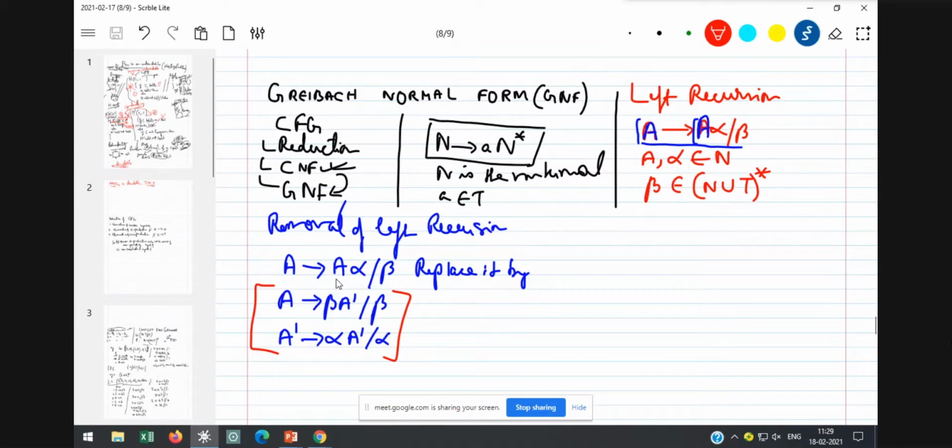In order to remove that one, you have to follow this pattern. Now, from my production rules where left recursion is occurring, I need to identify A, alpha, then beta. Okay, A, alpha, then beta.